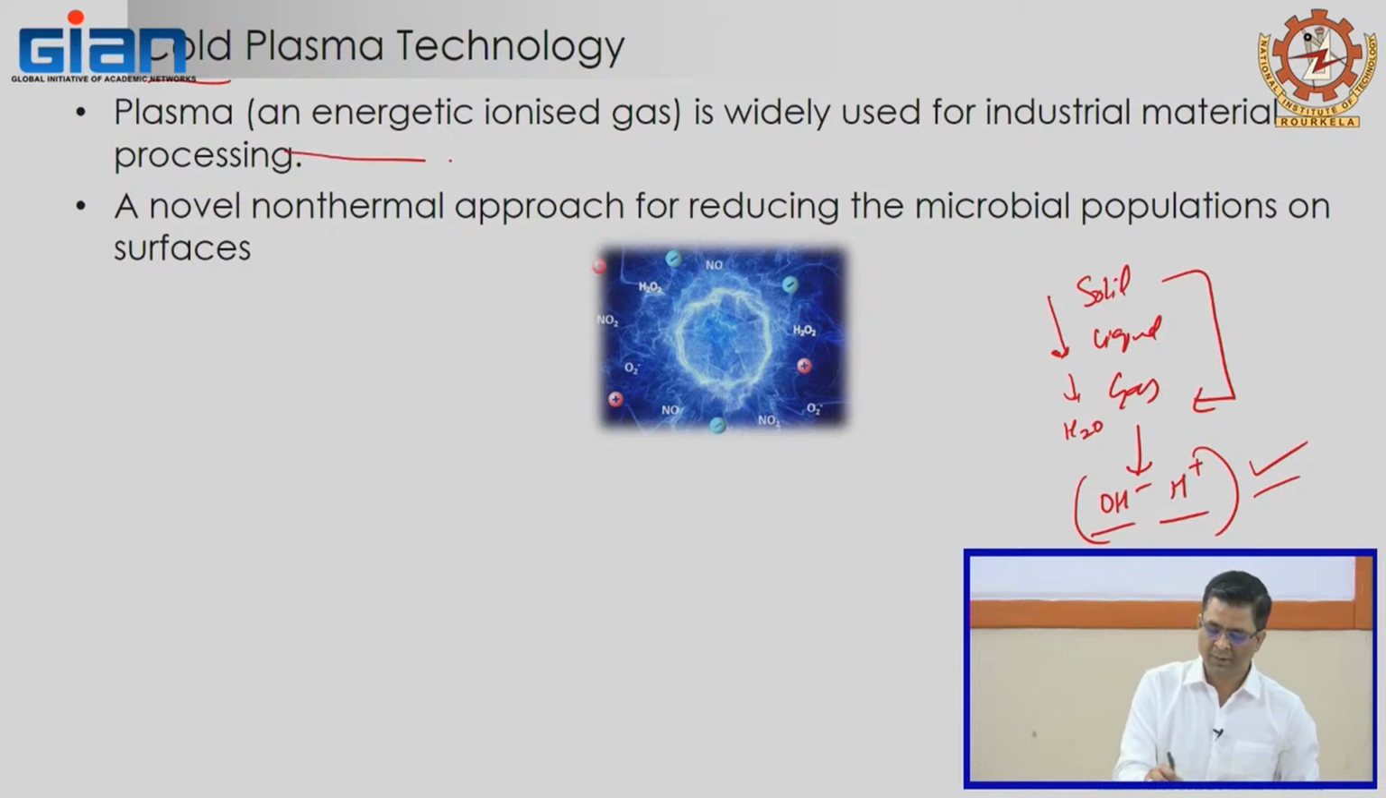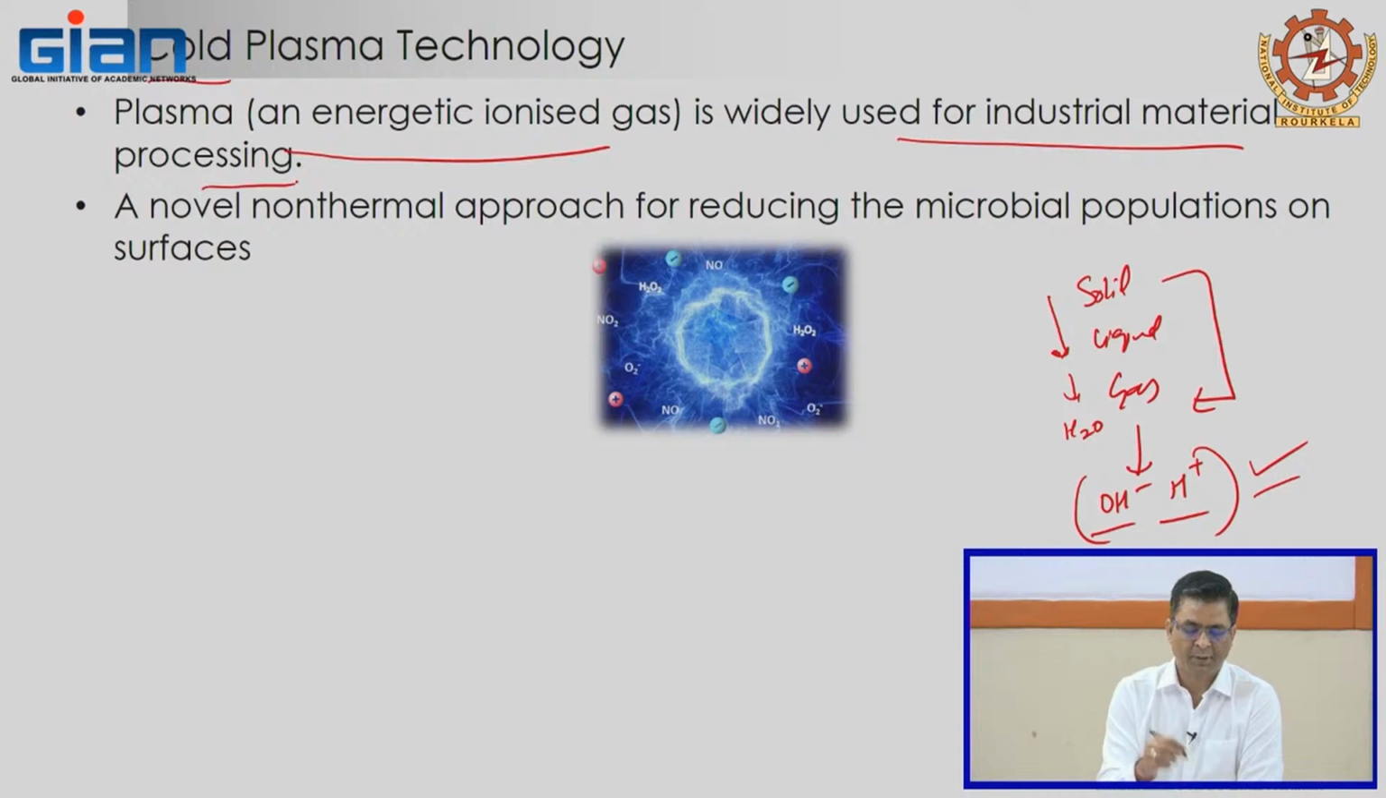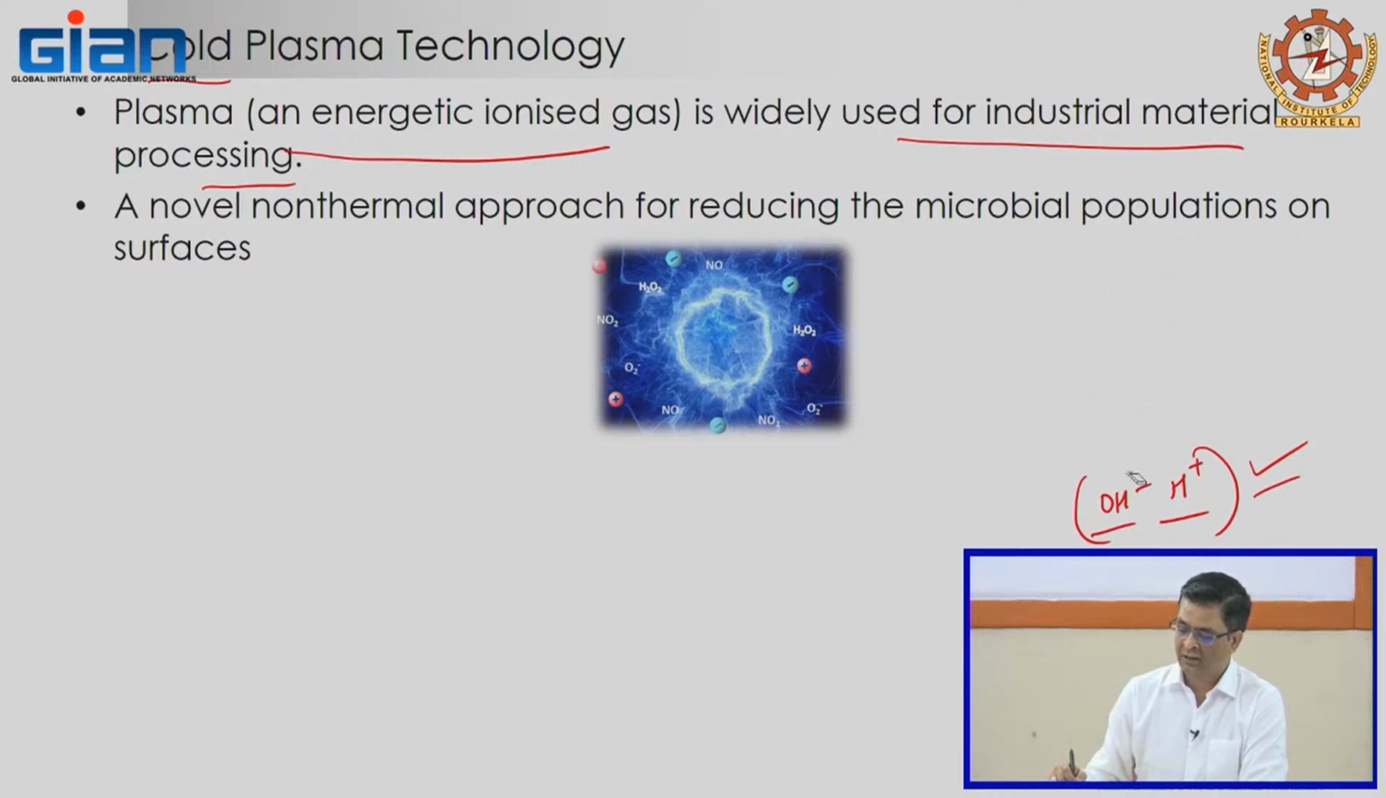So plasma is an energetic ionized gas which is widely used for industrial material processing. Now in food also we have started using different systems. This is one of the ways we can reduce microorganisms. Any gas which is broken down into ions makes a plasma. So how can we break the gases?